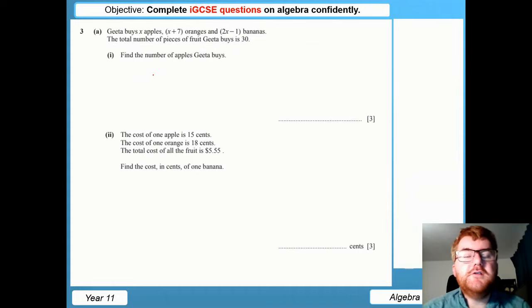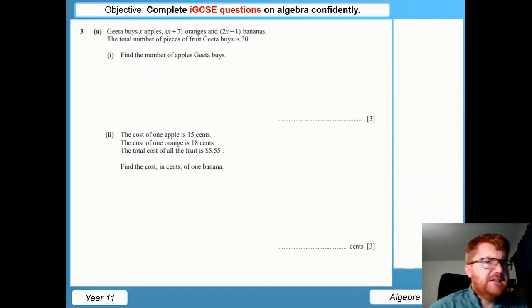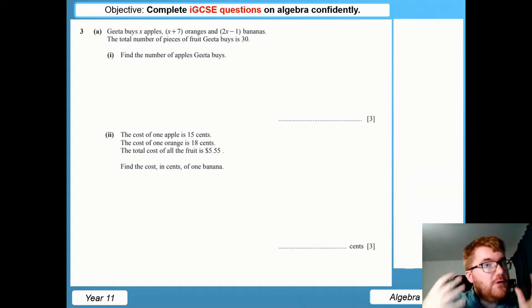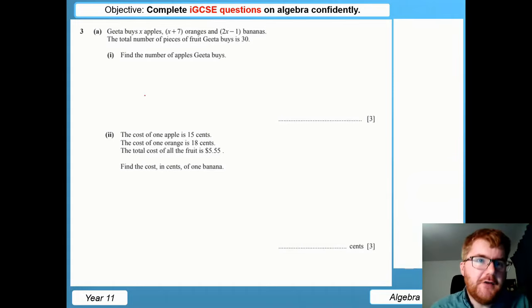Okay, and on to some worded questions. So you need to make sure you're happy with worded questions. They can pop up in a variety of different forms, and making sure you can translate that language into equations you can solve. So let's get started.